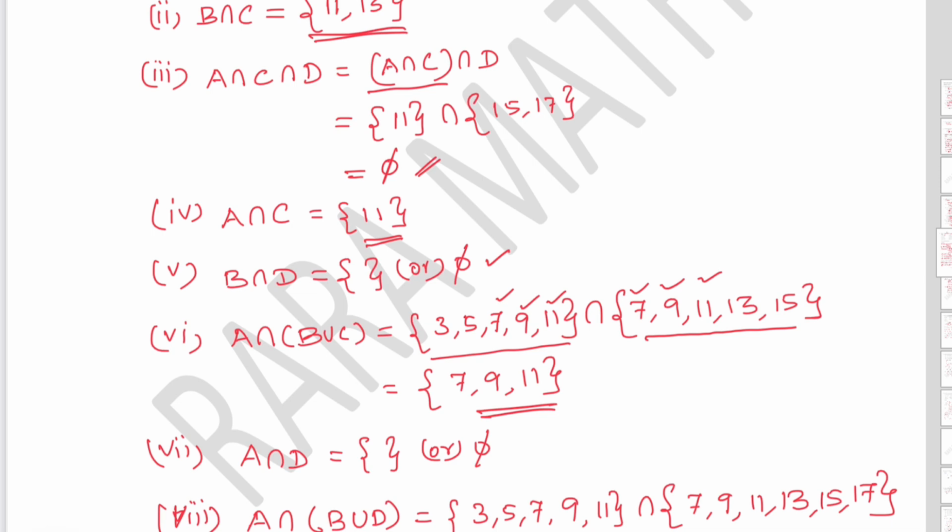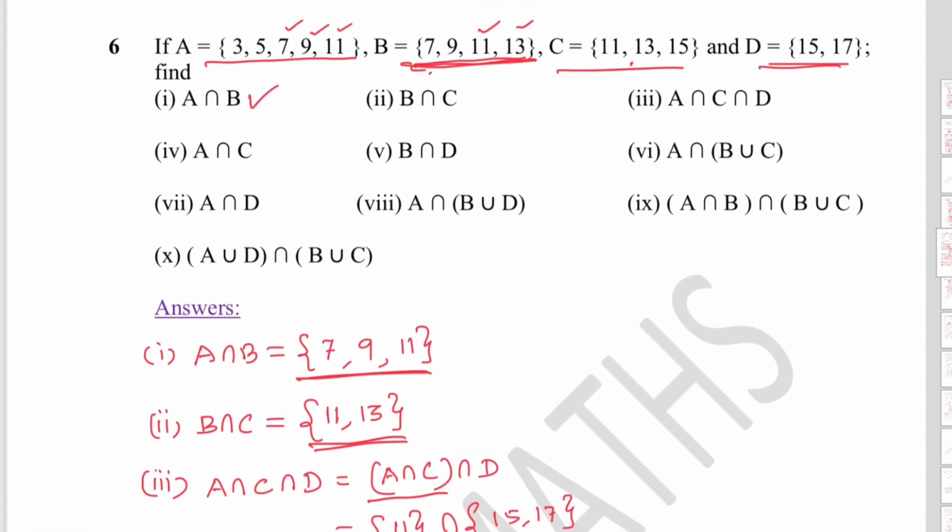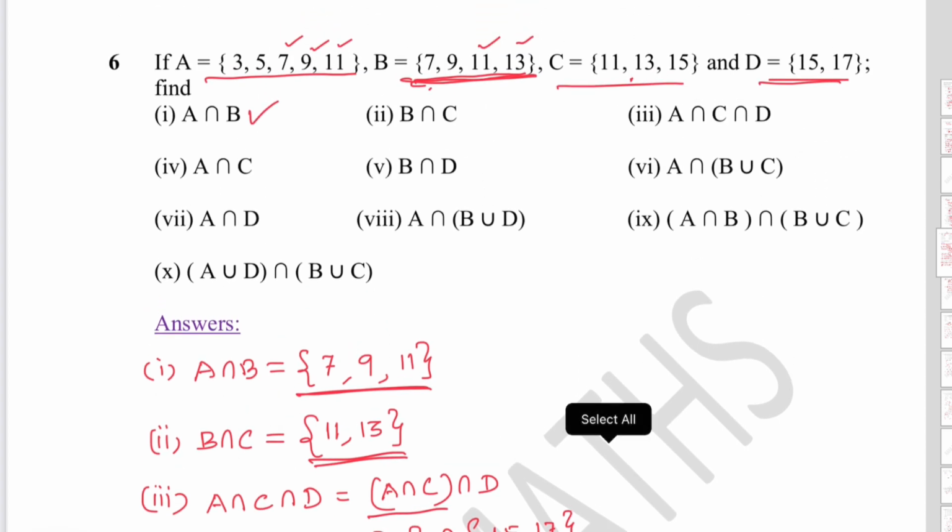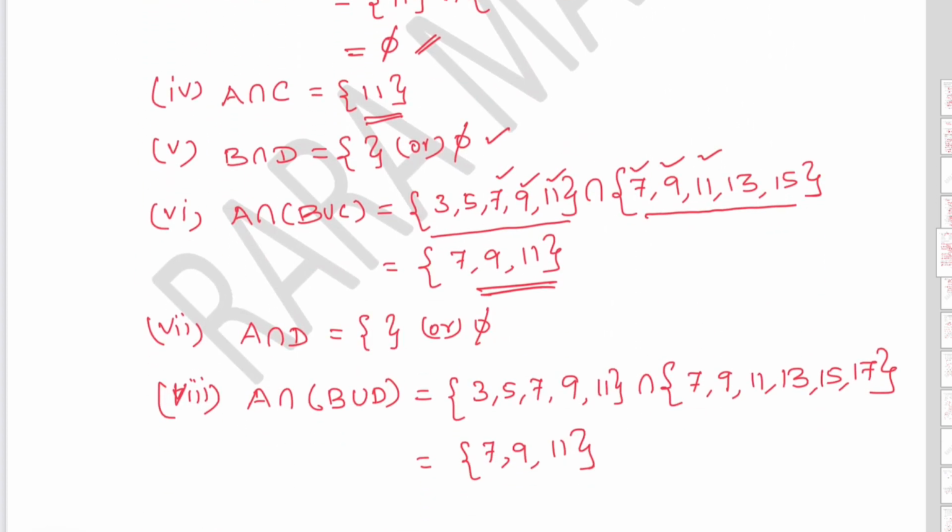And A intersection D. A is 3, 5, 7, 9, 11. D is 15, 17. So no element in common. Therefore it's a null set. So A intersection D is a null set, or an empty set, or a void set. You can call that in three ways: null set, empty set, void set.